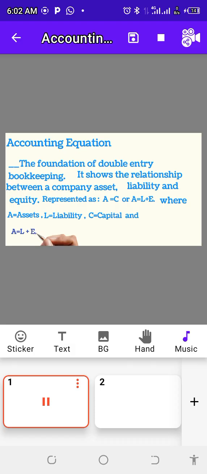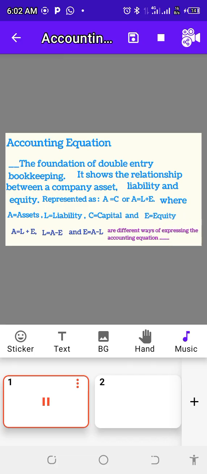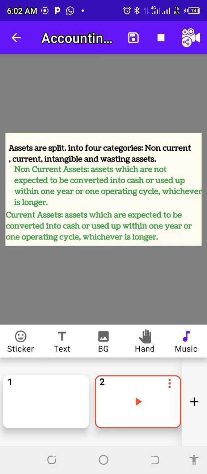A equals L plus E, and L equals A minus E, and E equals A minus L are various ways of expressing the accounting equation. That means you may be asked to find assets, you may be asked to find liability, and you may be asked to find owner's equity.